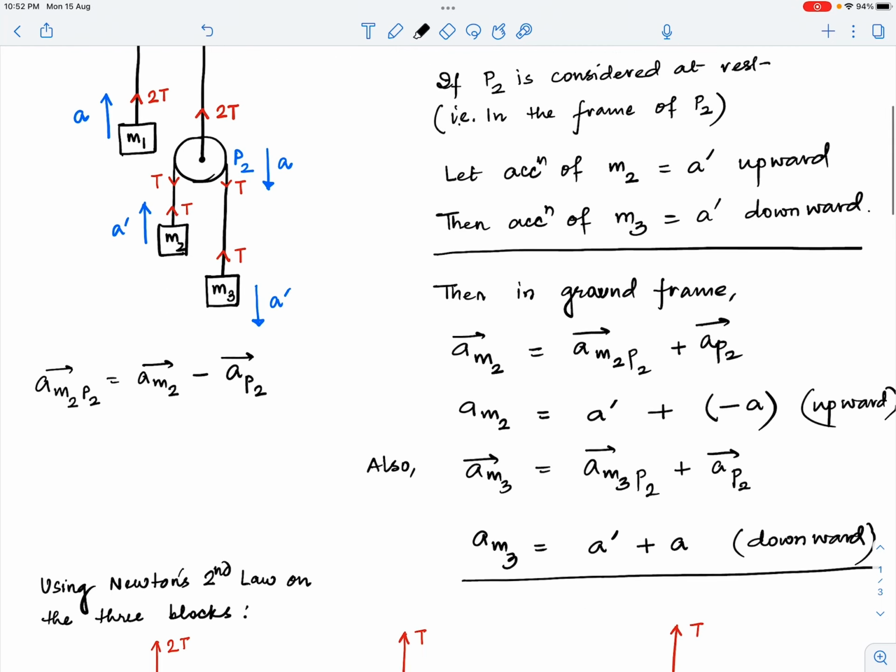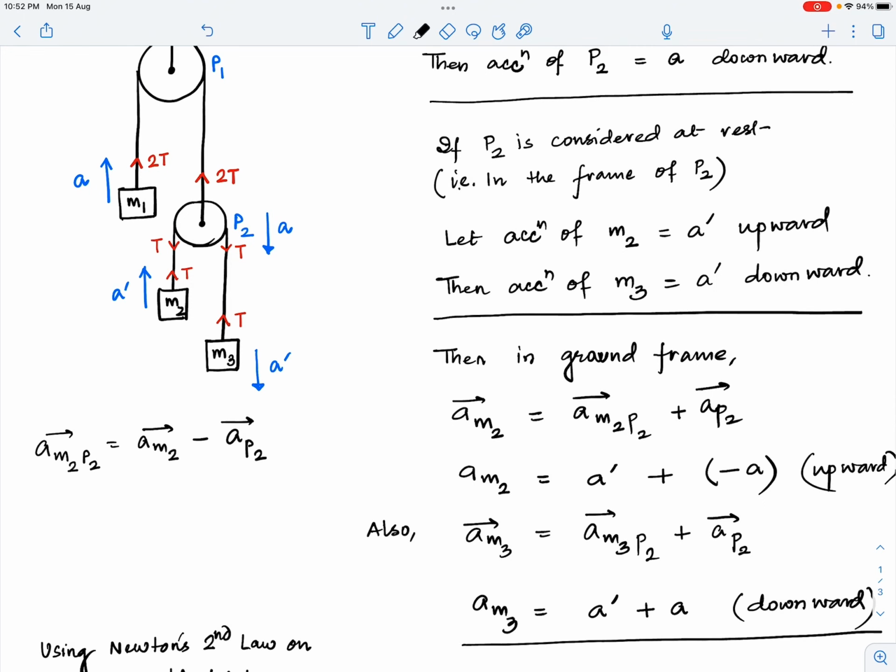Now what we are going to do is we are going to use relative motion to find out the accelerations of m1 and m2 and m3 in the ground frame. So what we do is, using the relation for relative acceleration, acceleration of m2 with respect to the pulley p2 will be by definition the acceleration of m2 minus the acceleration of p2, isn't it? So we use this to write this expression here.